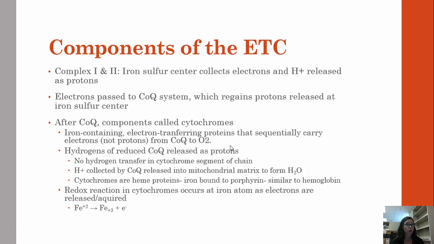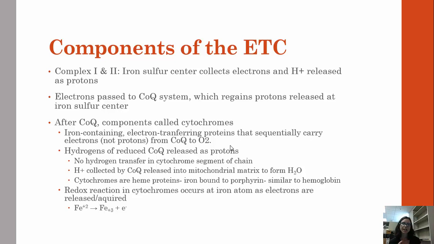Okay, electrons are passed to the CoQ system, which regains the protons released at the iron center. And then after CoQ, it passes the electrons onto cytochromes. And these are also iron-containing electron-transferring proteins that carry electrons, but not protons. So hydrogens are reduced, and CoQ releases them as protons. There's no hydrogen transfer, again, in the cytochrome segment of the chain. The protons collected by CoQ are released into the mitochondrial matrix to form H2O.